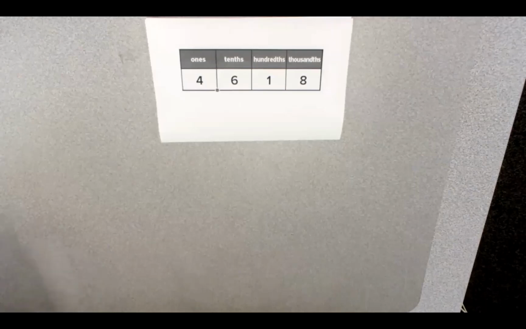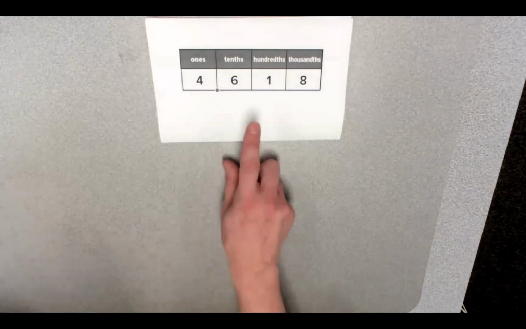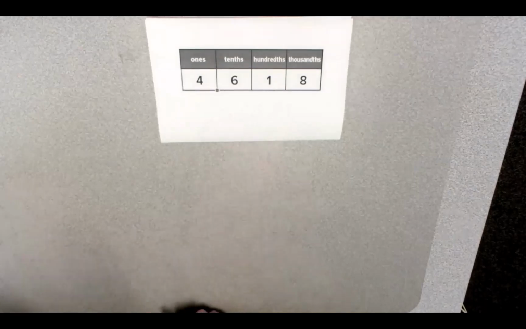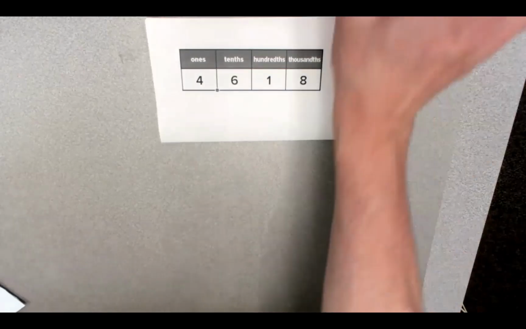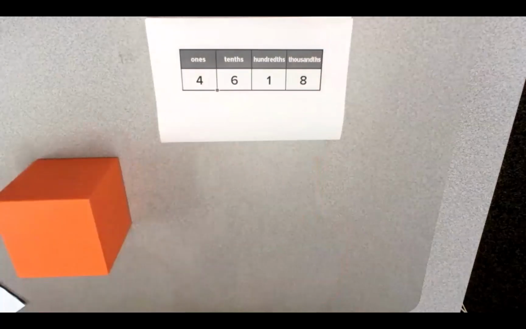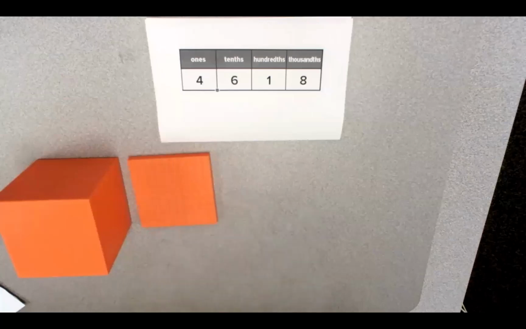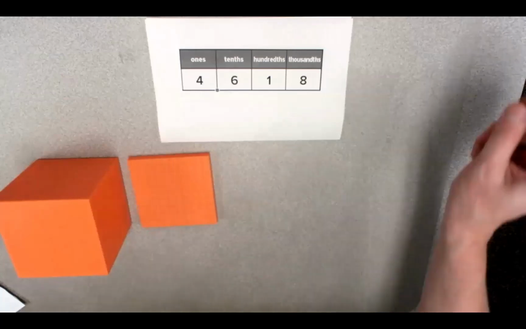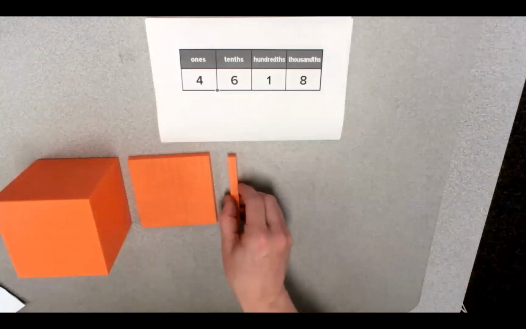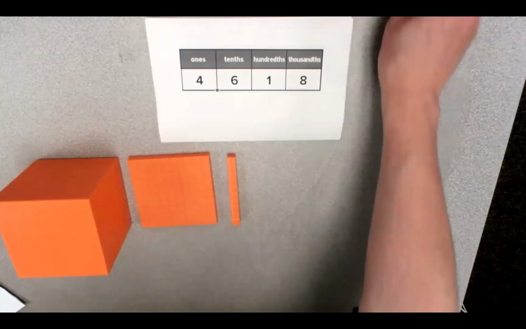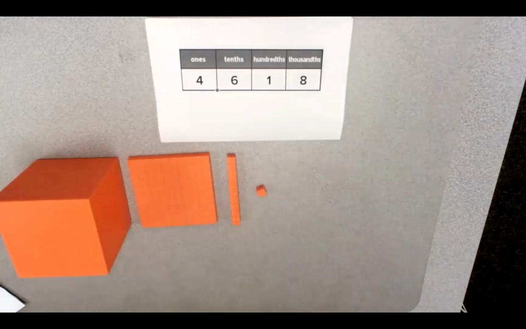I'm going to use base 10 blocks to build a model of this decimal to help me better understand the value of each digit. When I have used base 10 blocks in the past, I have used them to represent whole numbers. In this case, I'm going to use the large cube to represent a whole. The flats will represent tenths. The rods will represent hundredths. And the small unit cubes will represent the thousandths.